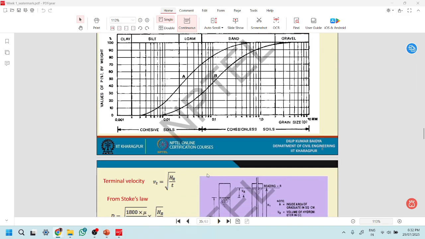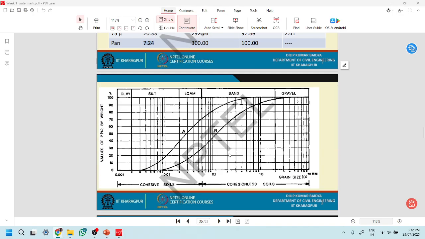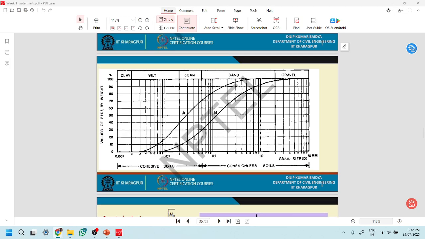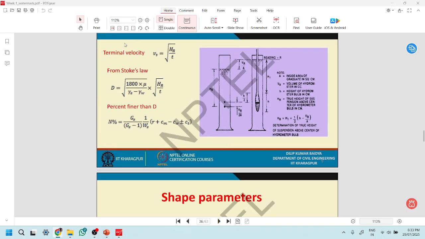After this gradation, we calculate the uniformity coefficient and the coefficient of curvature. The uniformity coefficient is kind of an indication of the gradation, whether it is well graded or poorly graded. And then for the soil that has passed through the 75 micron sieve, you do the hydrometer test.